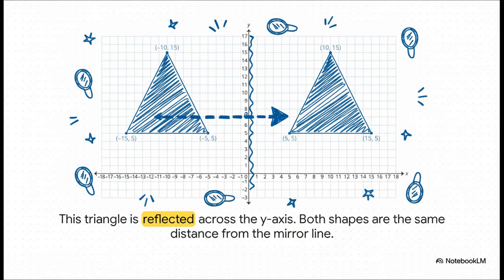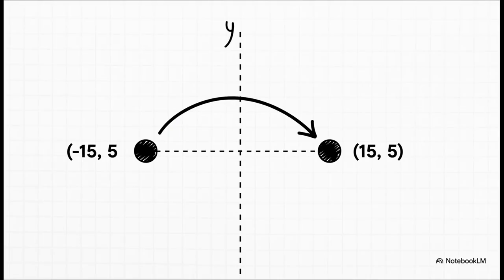Okay, let's actually see what this looks like. Here, we're flipping a triangle across the vertical y-axis. See that? The shape on the right is a perfect mirror image of the one on the left. It's almost like it's looking at itself in a mirror. And you guessed it, there's a simple code for the coordinates here too.